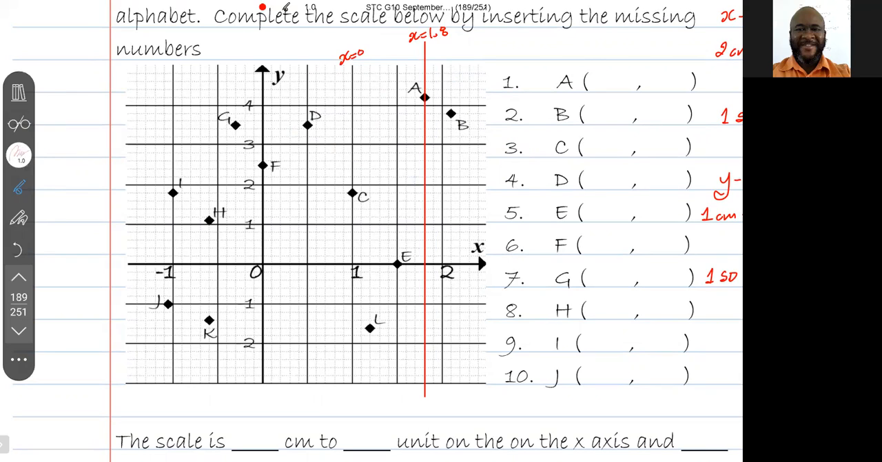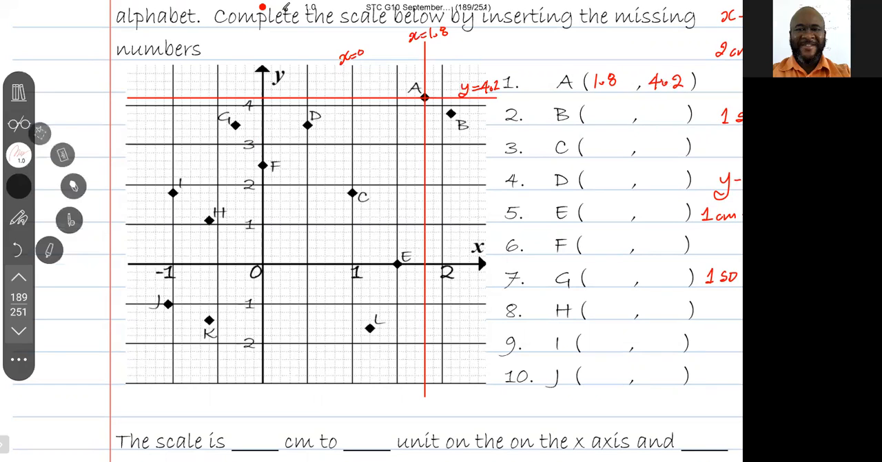Now let's go for y. I could start from, let us say, 3, 3.2, 3.4, 3.6, 3.8, 4, 4.2. So A is on the horizontal line y is equal to 4.2. So this is the horizontal line y is equal to 4.2. It means, therefore, that A is the point 1.8, the x coordinate, and the y coordinate is 4.2.